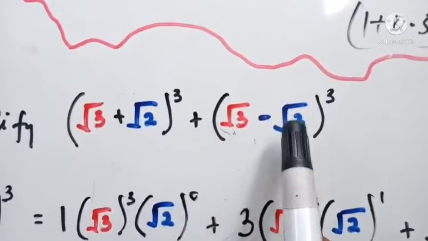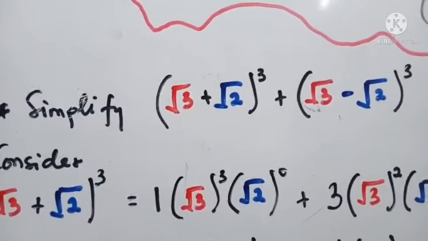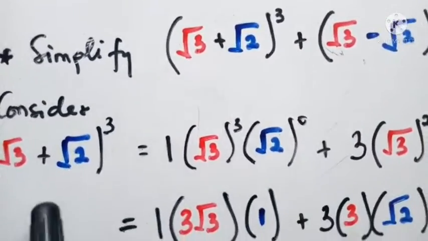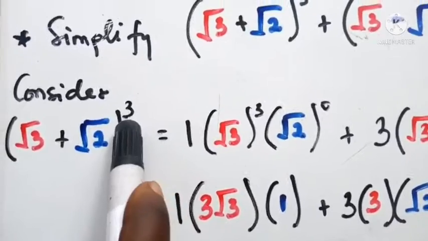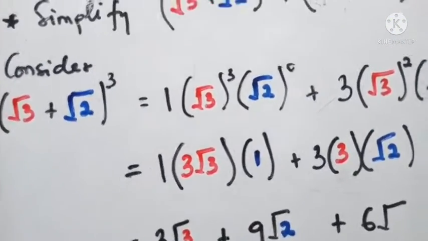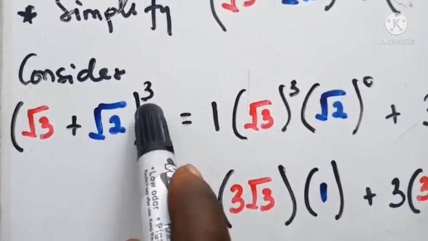Being raised to the power 3, here we are going to use Pascal's triangle. With the help of Pascal's triangle, we can easily expand these two terms. Now that we know that, with the exponent being 3, you must know the coefficients. So have your Pascal's triangle down. You can always go back and check the Pascal's triangle. So this is exponent 3.